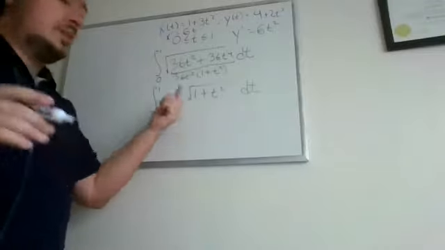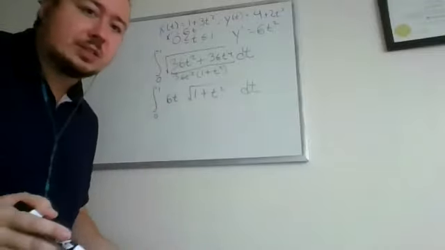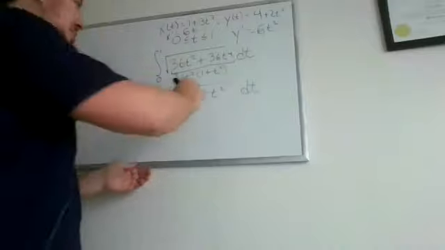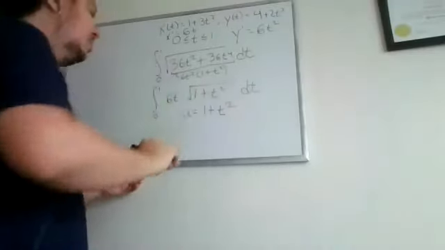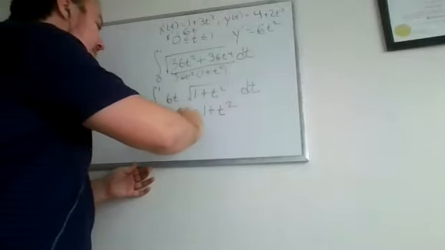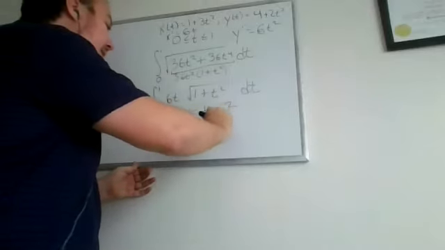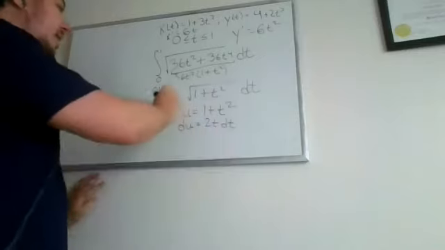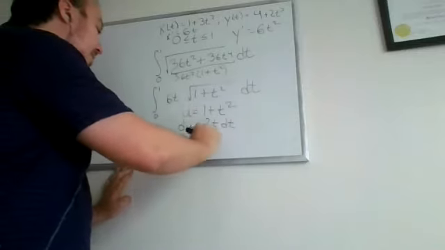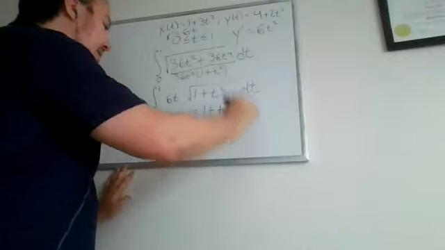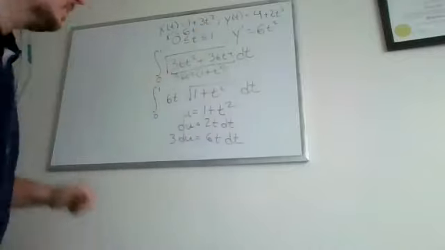We see a root 1 plus t squared, so that kind of suggests trig sub, but I don't really like trig sub as much, so I'm going to try to see if I can do u sub. But u is 1 plus t squared. du is 2t dt. Ooh, that's almost what we got. We have 6t dt instead. So 3 du will be 6t dt, and you have a perfect match.